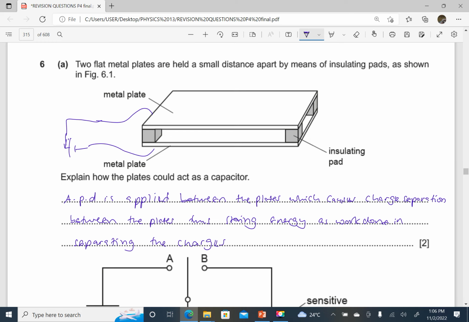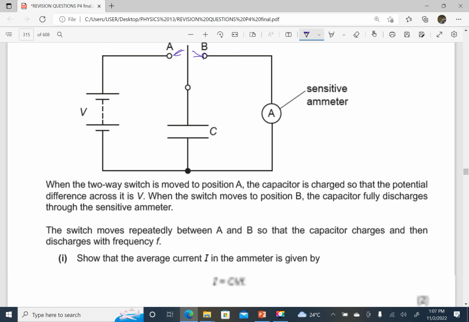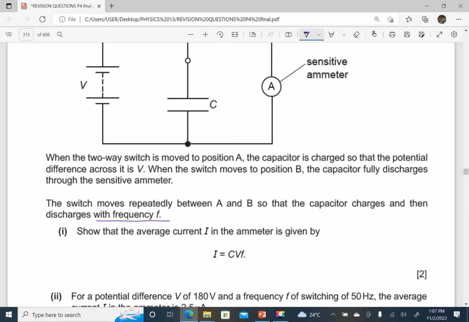So when the two-way switch is moved to position A, the capacitor is charged so that the potential difference across it is V. When the switch moves to position B, the capacitor is fully discharged through the sensitive ammeter. So we take it to A for charging, we take it to B for discharge. The switch moves repeatedly between A and B so that the capacitor charges and discharges with a frequency of F. That is the number of times it charges and discharges is F.